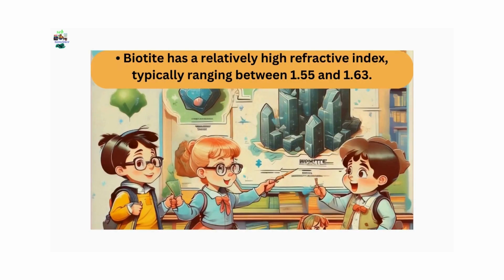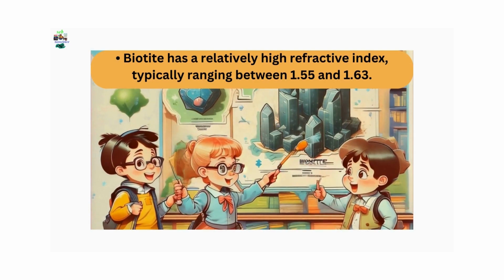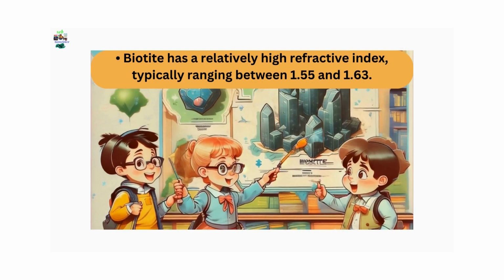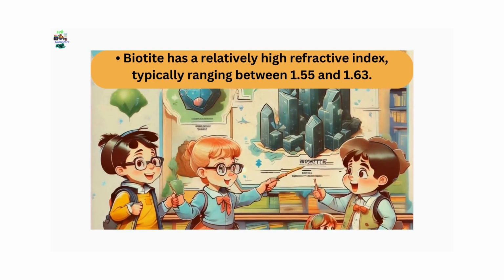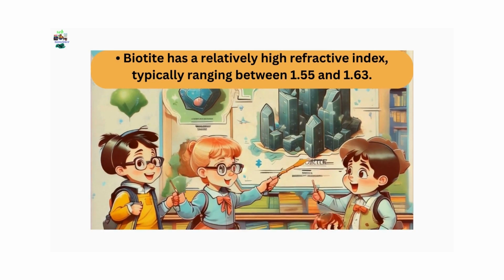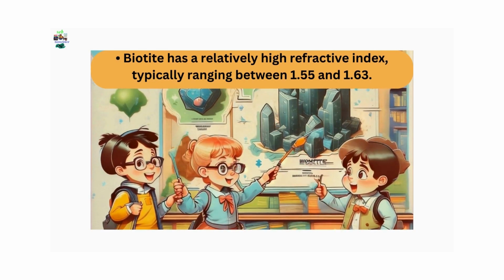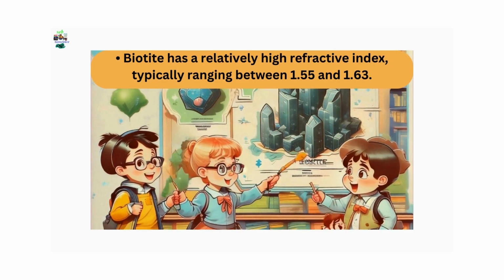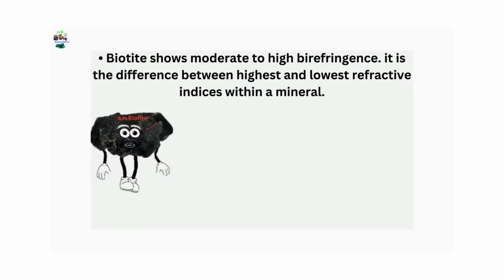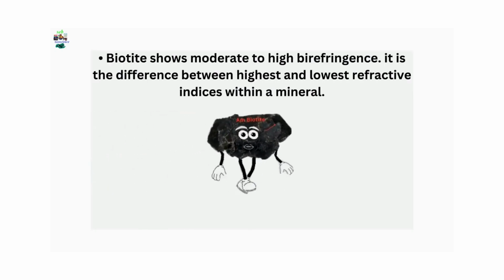Biotite has a relatively high refractive index, typically ranging between 1.55 and 1.6. Sorry, this is relative. That means it is high relative to what? The surrounding minerals or grains. The second important optical property to determine biotite is birefringence. Biotite shows moderate to high birefringence.